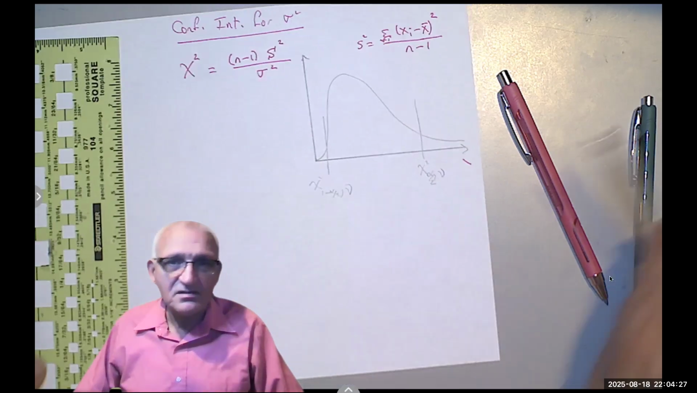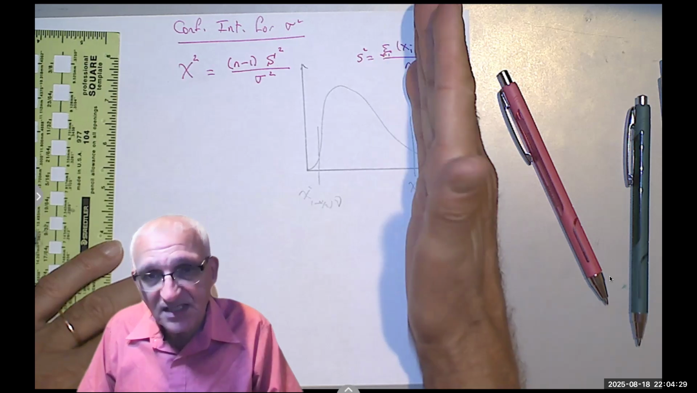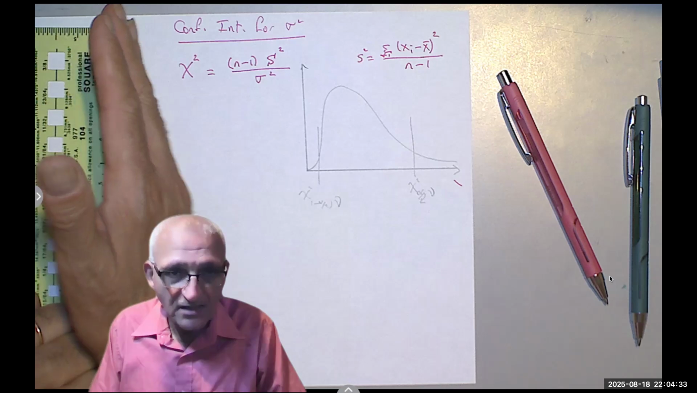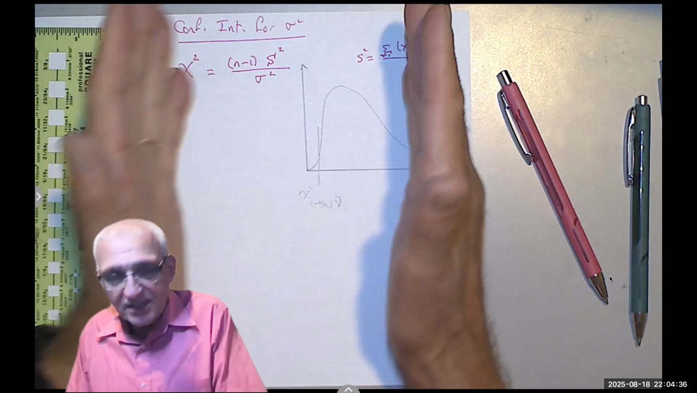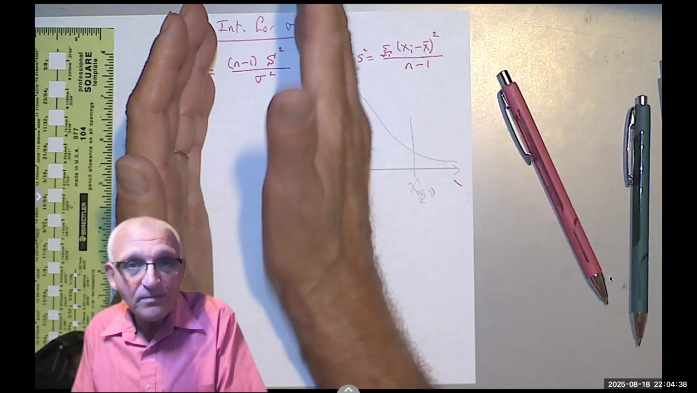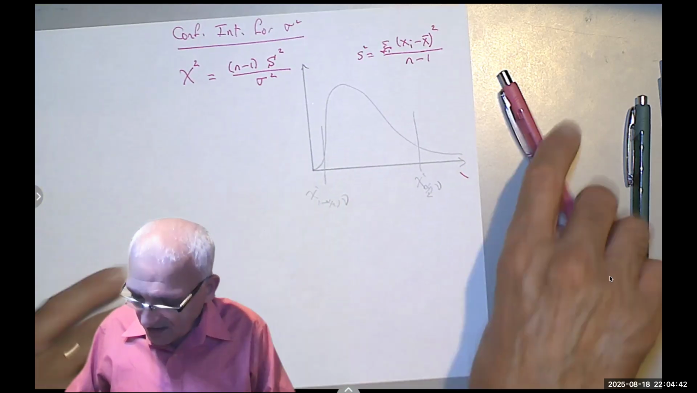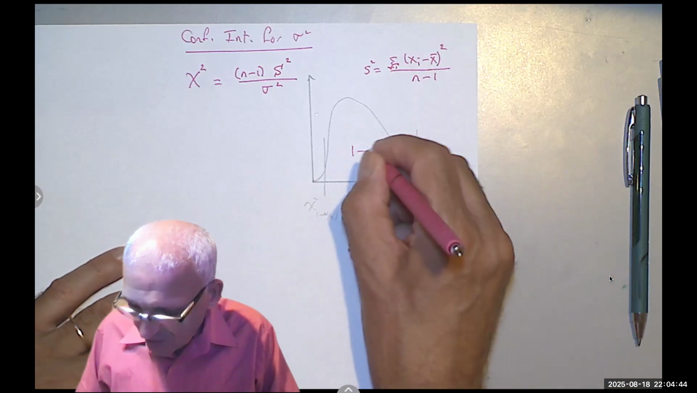Similar to the t, except that in the t we had a t alpha over 2 and degrees of freedom here, and negative t alpha over 2 and degrees of freedom there. They were exactly equidistant from the zero, right? But here, the area in between, of course, would be 1 minus alpha.